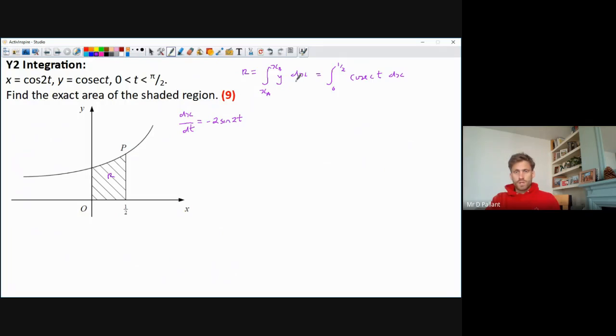We're going to need to sort out the limits as well. So we've got when x is equal to 0, 0 is cos 2t. So we're considering our cosine graph, just like that.